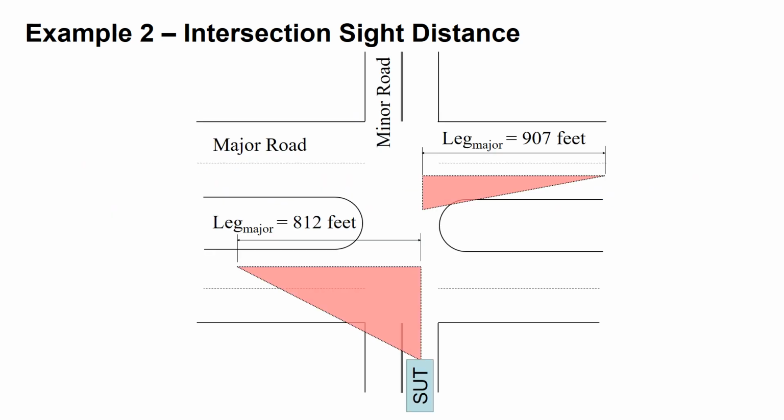So this is what our diagram would look like. Again, we've got that two-stage crossing. So looking from the left, we need 812 feet to be clear along the length of the major road, 907 on that second stage there. And so anything within those red sight triangles needs to be clear from obstructions.